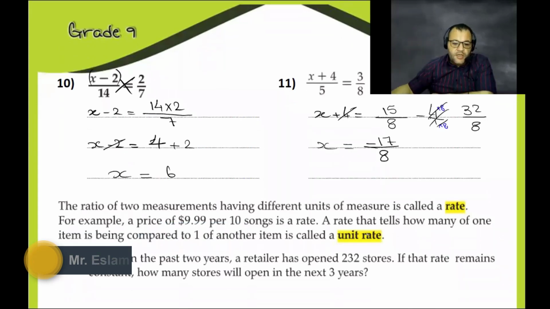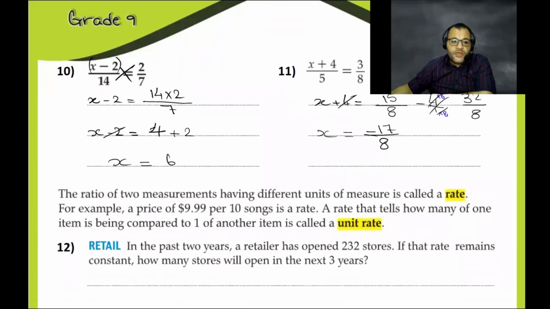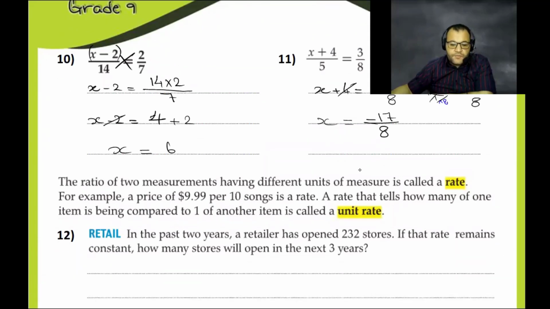So in solving rates, we compare between two quantities by division. To find the unit rate, we have a new definition. What is the meaning of the unit rate? You compare between two quantities like 2 to 3. To find the unit rate, you have to make the denominator equal to 1. That's the meaning of the unit rate: after dividing, making the denominator equal 1.